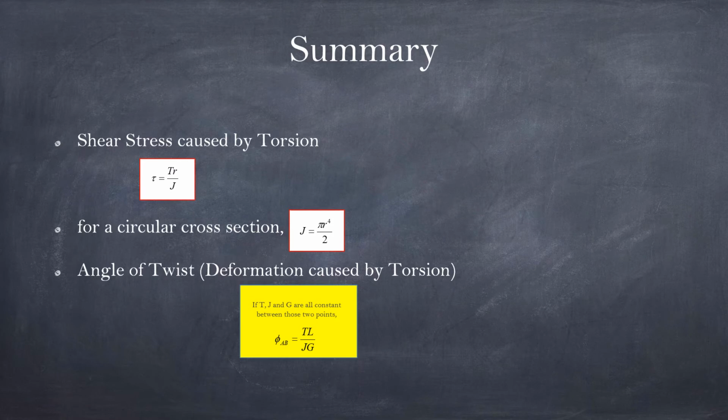So let's summarize what we have done so far. We have the expression for shear stress caused by torsion, tau. We have the expression to calculate the polar area moment of inertia for the circular cross-section area, J. And we also have the formulation to calculate the angle of twist, especially useful if the torsion, the polar area moment of inertia, and the shear modulus of elasticity are constant all over that length. Then it's simple, and we don't have to integrate.